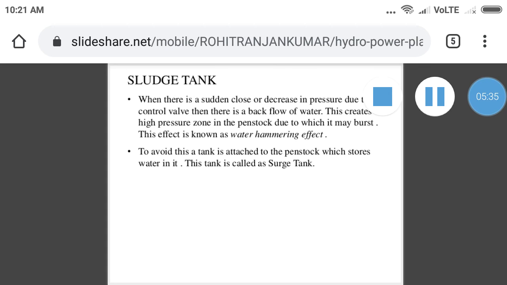Surge tank. When there is a sudden close or decrease in pressure due to the control valve, then there is a backflow of water. This creates a high pressure zone in the penstock due to which it may burst. This effect is known as the water hammering effect. To avoid this, a tank is attached to the penstock which stores water in it. This tank is called the surge tank.